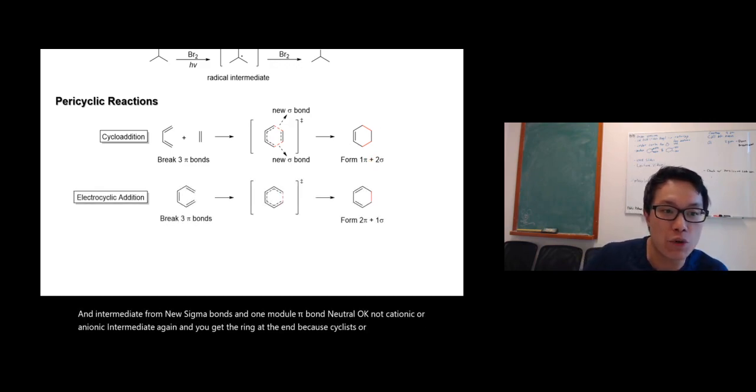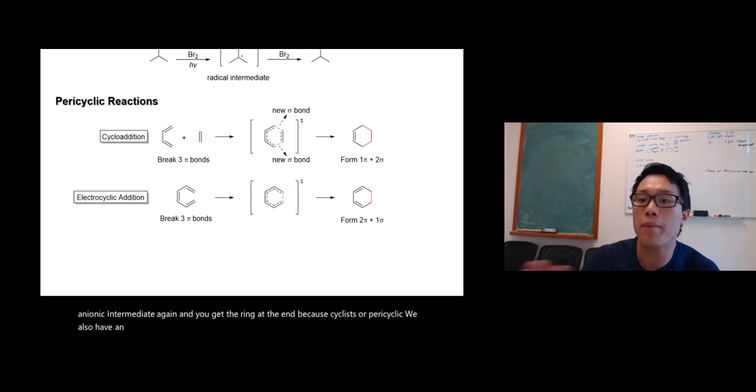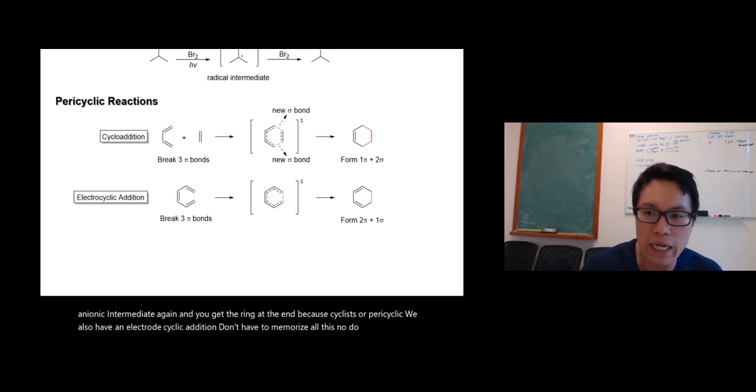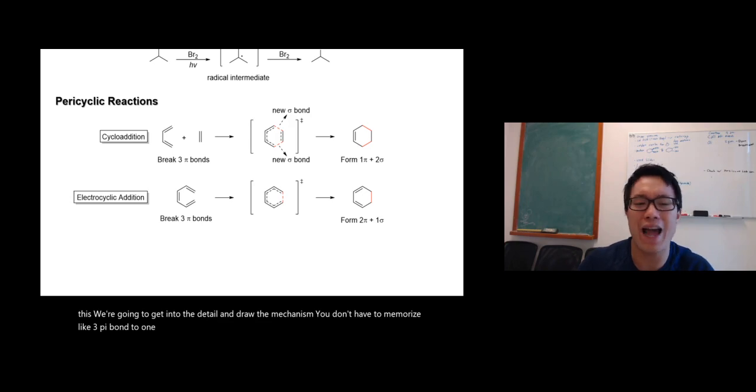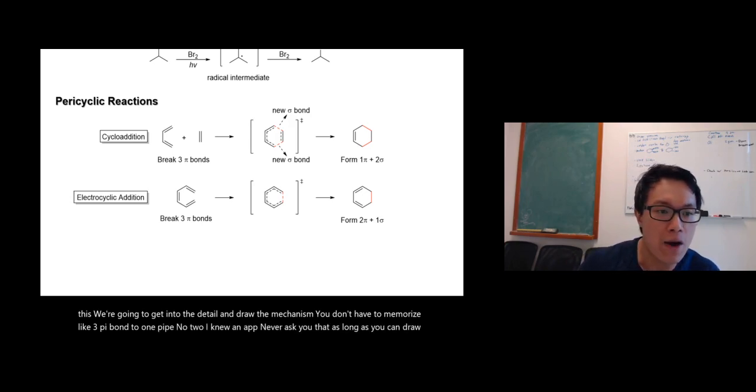We also have an electrocyclic reaction. You don't have to memorize all this. No, do not memorize this. We're going to get into the detail and draw the mechanism. You don't have to memorize like 3 pi bonds to 1 pi bond. I never ask you that. As long as you can draw the mechanism, you're good. Okay. All right, one more.